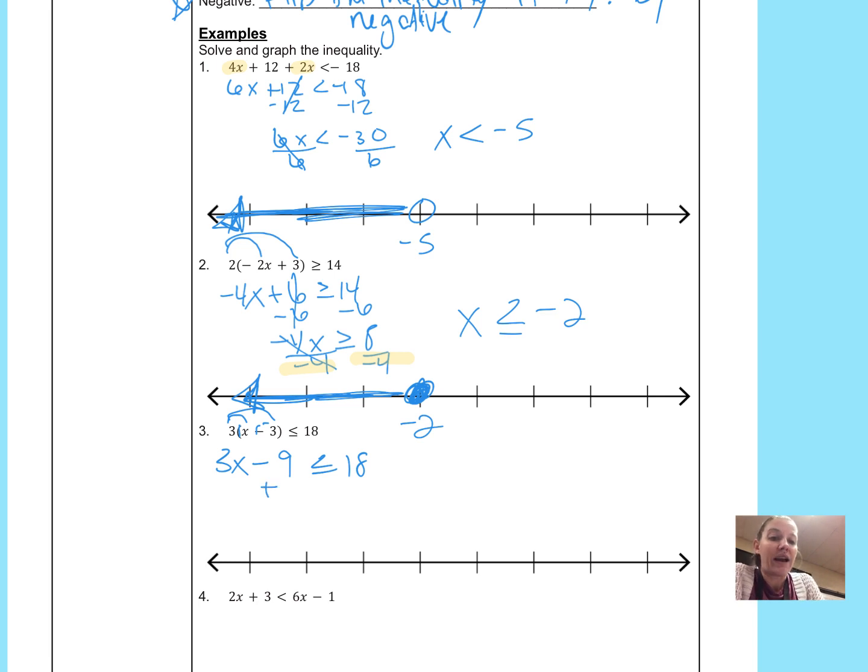And then I'm going to add 9 to both sides to make that 0. 3x is less than or equal to 27. And then we're going to divide both sides by 3. X is, I divided by positive, so the sign stays less than or equal to. And then 27 divided by 3 is 9. Put my 9 on my number line. I want a filled in circle because it has the equal to part. And values that are less than or equal to, that's going to go to the left.